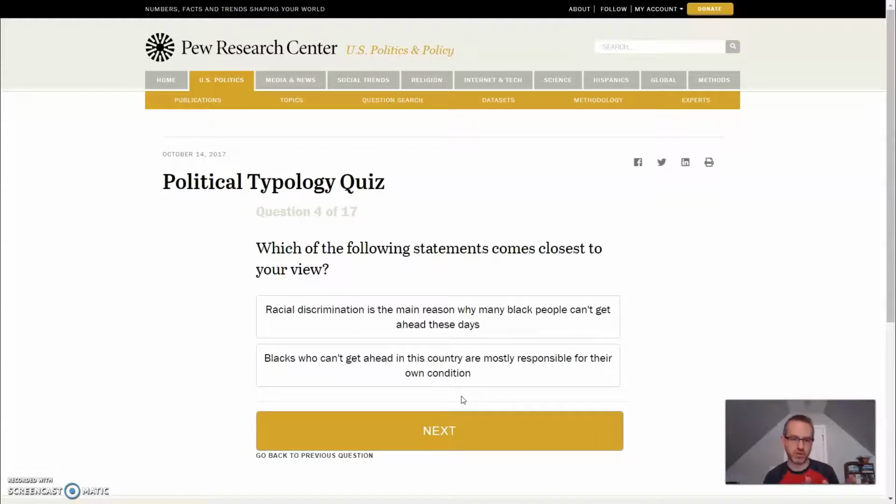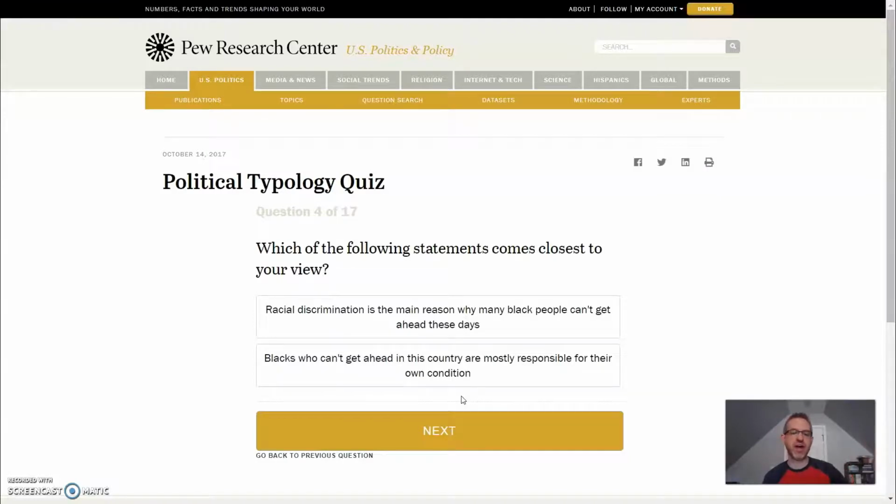All right, between the two: racial discrimination is the main reason why many black people can't get ahead these days. Now, that could be current racial discrimination. It could be discrimination in the past that set them back economically. But why is it that many African Americans are in poverty in a greater statistical sample than, say, Caucasians? All right. Or do you think that blacks who can't get ahead in this country are mostly responsible for their own conditions?